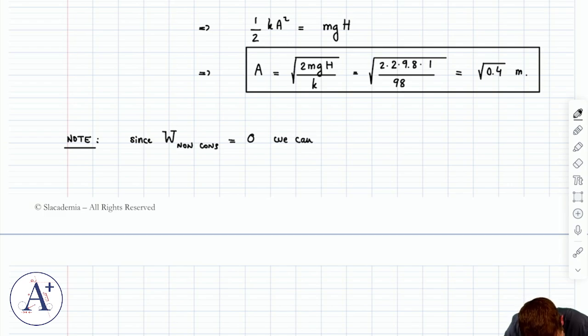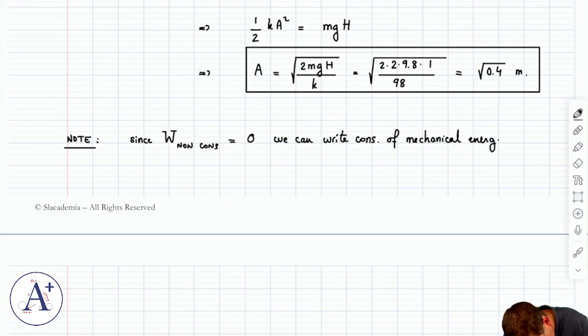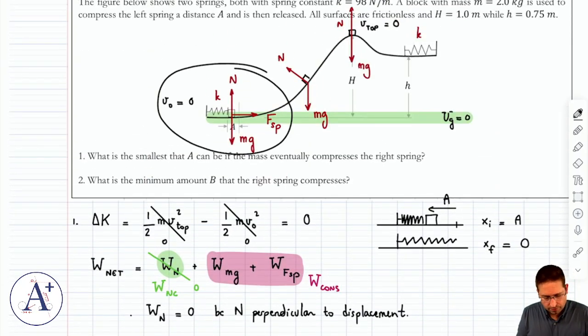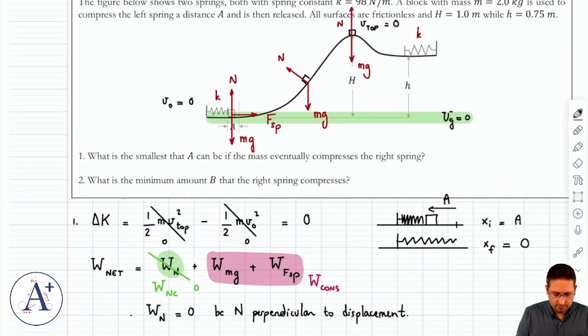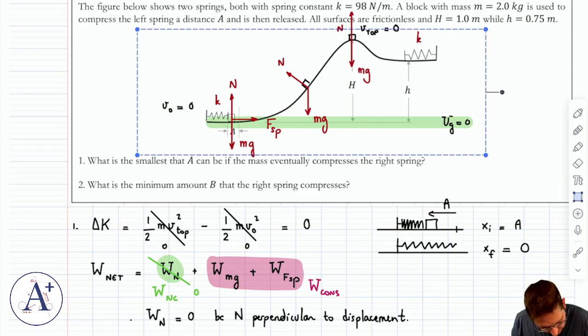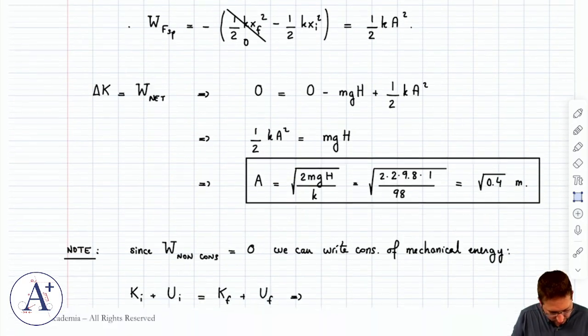So we can write conservation of mechanical energy. All right. Well, that's K initial plus all the potential energy initial is K final plus U final. And we're going to apply it between the 2 points that are this point here and this point here in the motion. Okay.